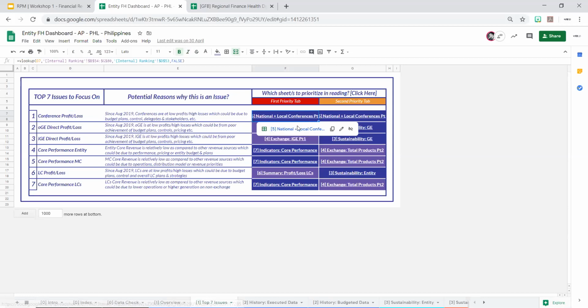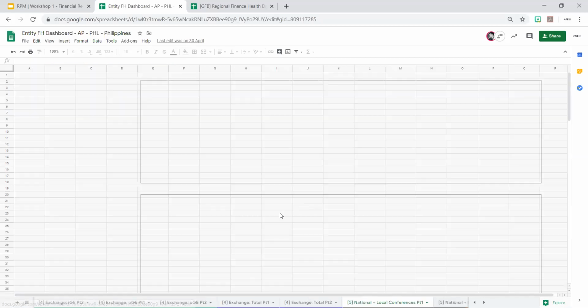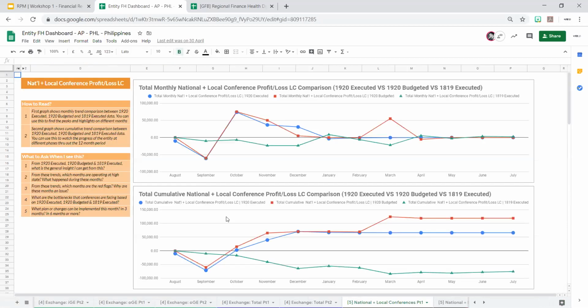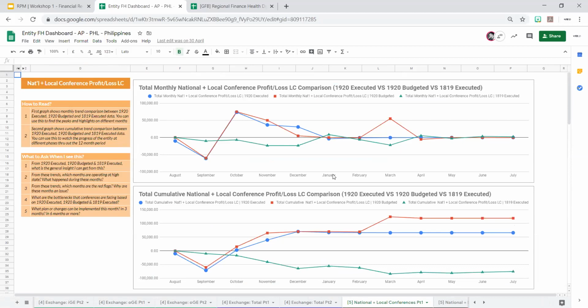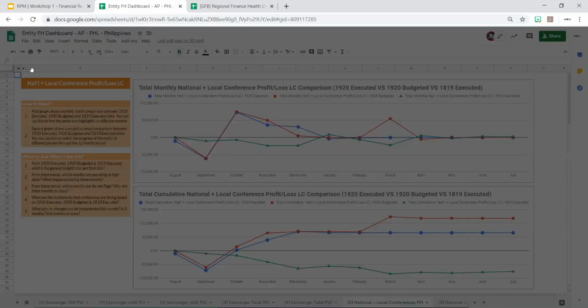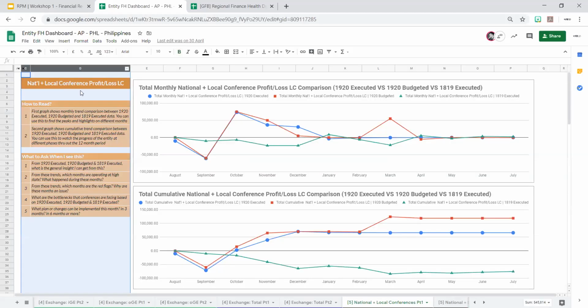For example, I will just click this and this will show so that I can read more into the data here. At the side, in pretty much most tabs, there is always this section with the descriptions, how to read, and guide questions or what to ask when you see this, so that when you look at the dashboard, you already have a guide to support you.